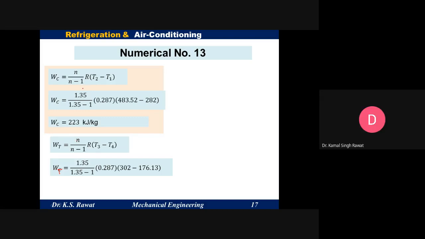Yes, for the calculation, you can calculate this term. And yes, you can directly put the value here. Okay.